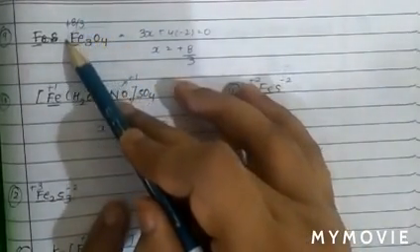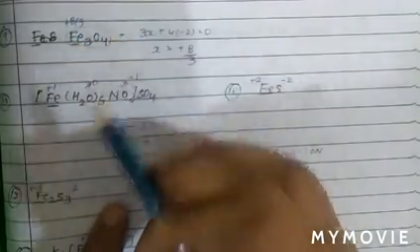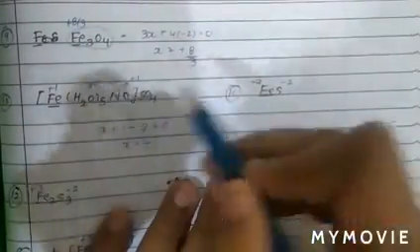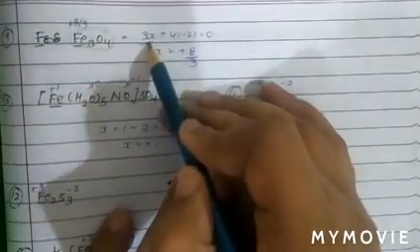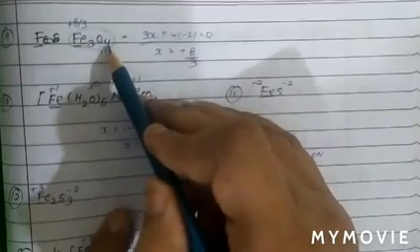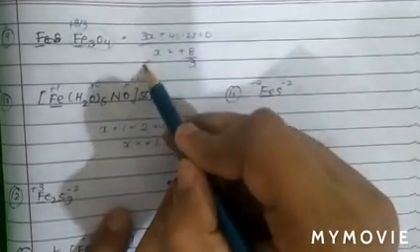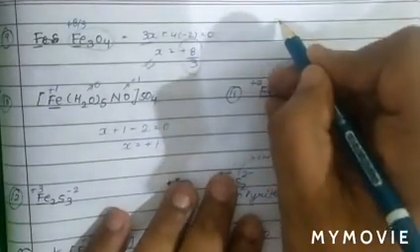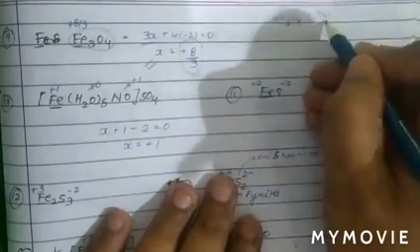The next compound is Fe3O4. See, in this compound, as we know, Fe3O4 carries no charge, therefore the total charge on Fe3O4 is equal to 0. Let the oxidation state of iron be X. So 3 iron atoms are present, so 3X, and oxygen in the form of oxide, so the oxidation state of oxygen is -2 into 4, and the total charge on this compound is 0. So the value of X is equal to +8/3.